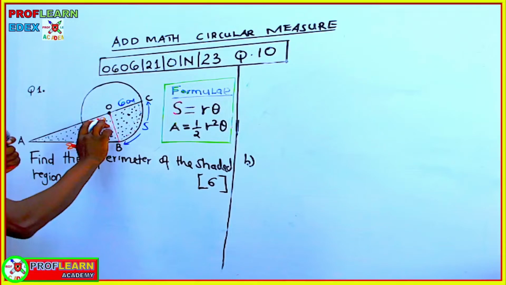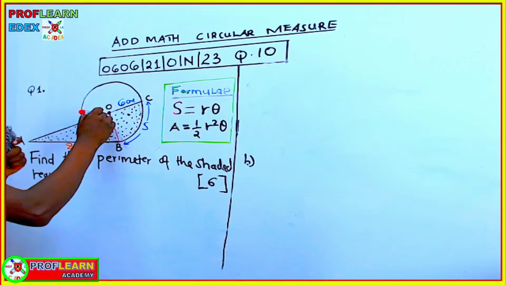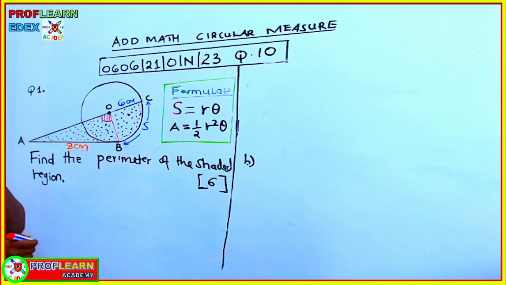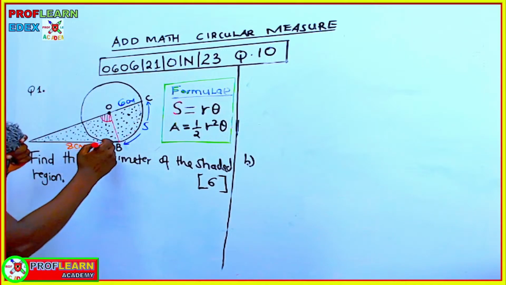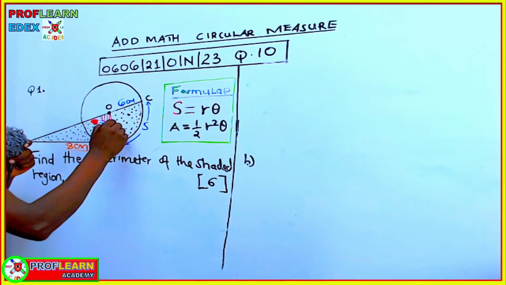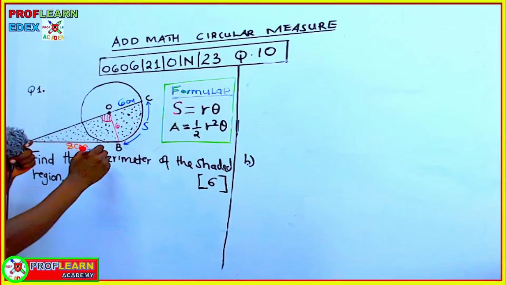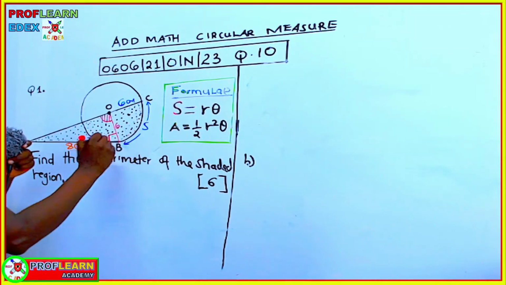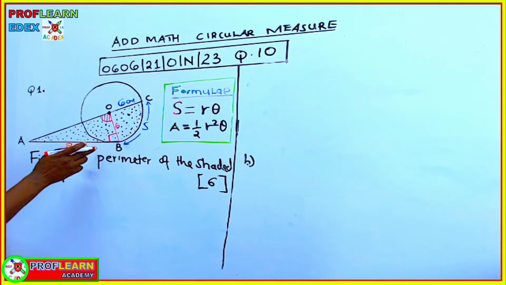This angle at this given point. How are we going to find this angle here? We are going to use the property that a radius, this part is also 6, forms 90 degrees with the tangent AB.